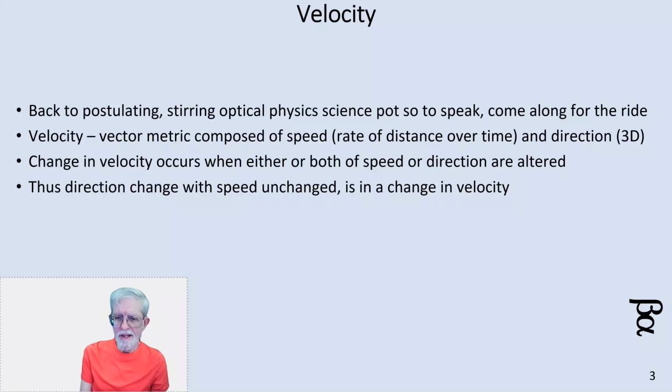If you want to, you can change the direction and not change the speed, and you'll have a change in velocity, but not a change in speed. You can keep the speed of light and just change the direction. Everybody knows that a reflective surface can change the direction of light. You've changed the velocity of the light without changing the speed of light.